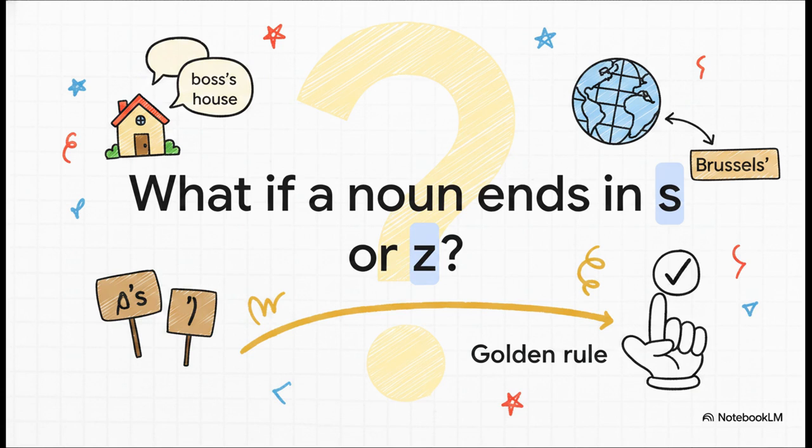Many style guides suggest sticking to the general rule and adding apostrophe S anyway, so boss's house. But others prefer dropping that final S for the sake of visual elegance or pronunciation. The golden rule here? Simply pick a style for your document and stick to it consistently.